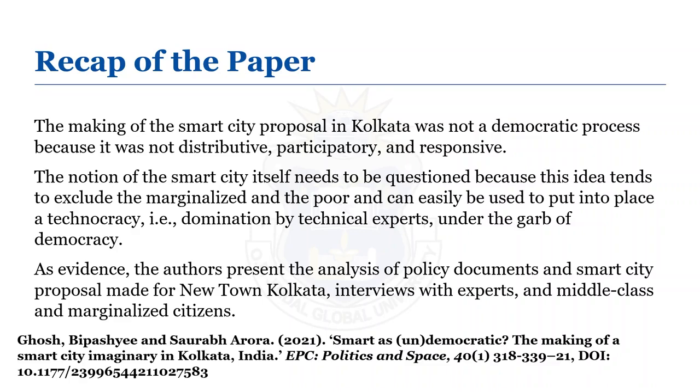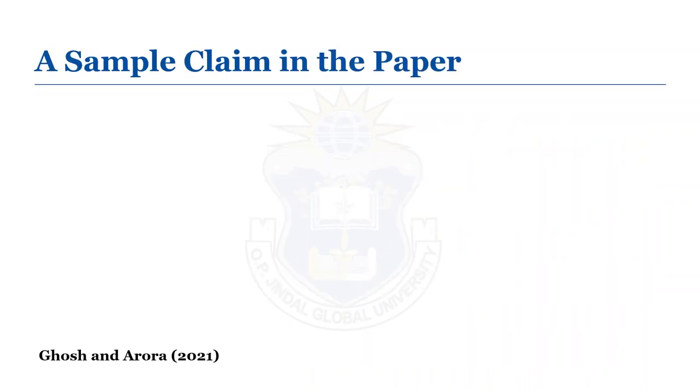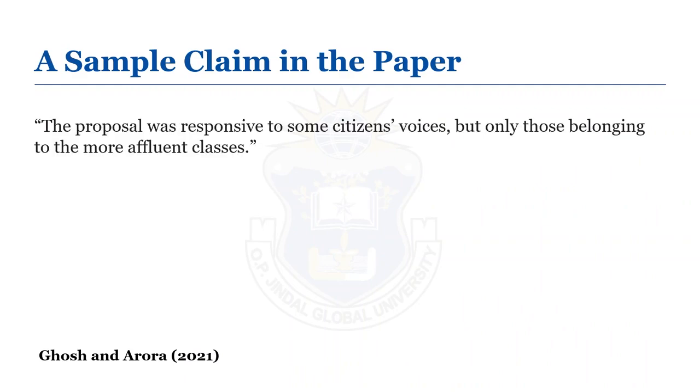Let's see then how this evidence makes its way in the paper and what are the claims that the authors make based upon this evidence. One of the important claims that the authors make right in their abstract is that the smart city proposal was responsive but only to citizens from middle and affluent classes. This is a contestable assertion. How do the authors bring in evidence in order to substantiate this claim?